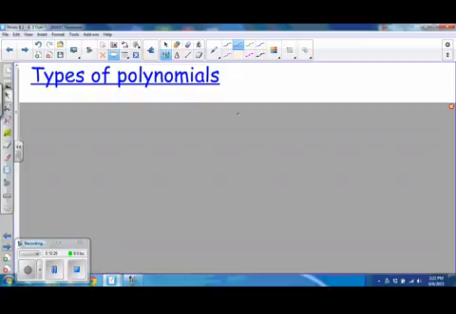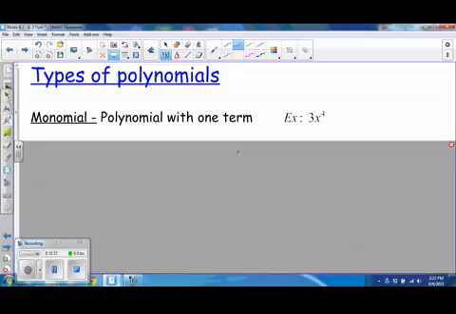Okay, now we've already talked about these types of polynomials. We named them just a second ago, but you need to write them down in your notes. A monomial is a polynomial with just one term. Mono means one. For example, 3x to the 4th. That's just one term. Remember, terms are separated by pluses and minuses.